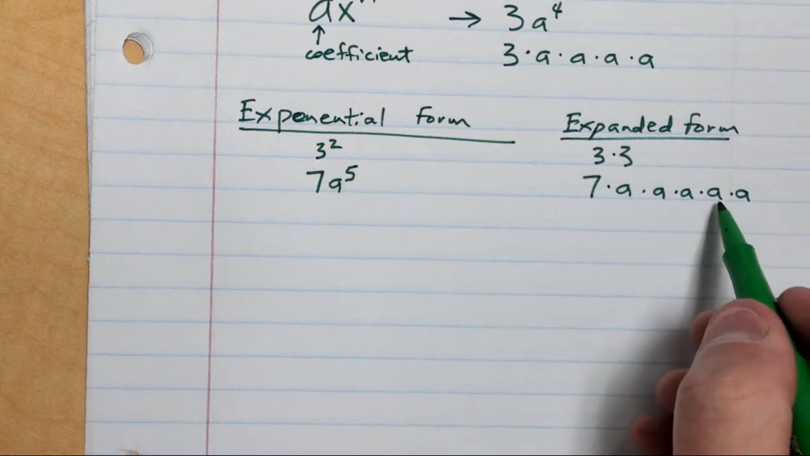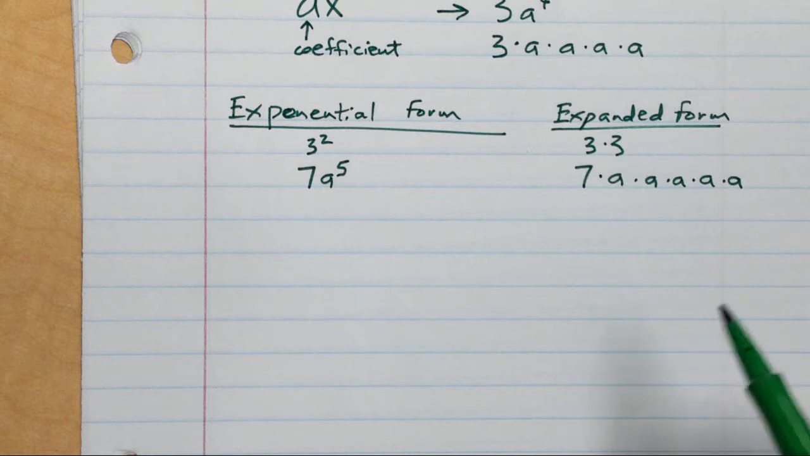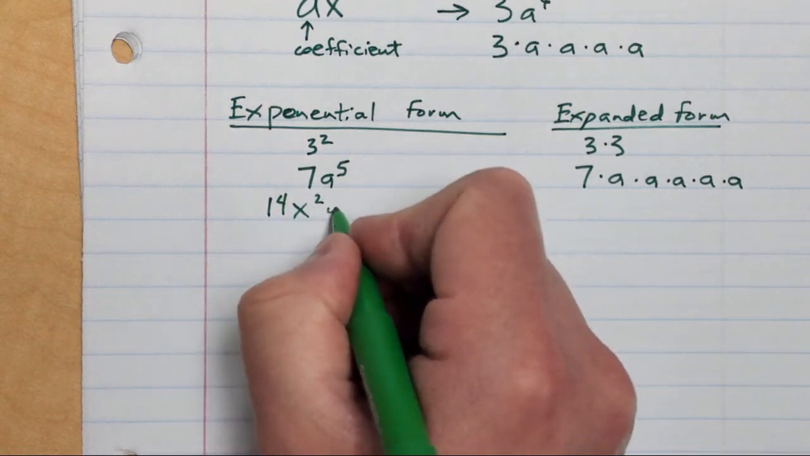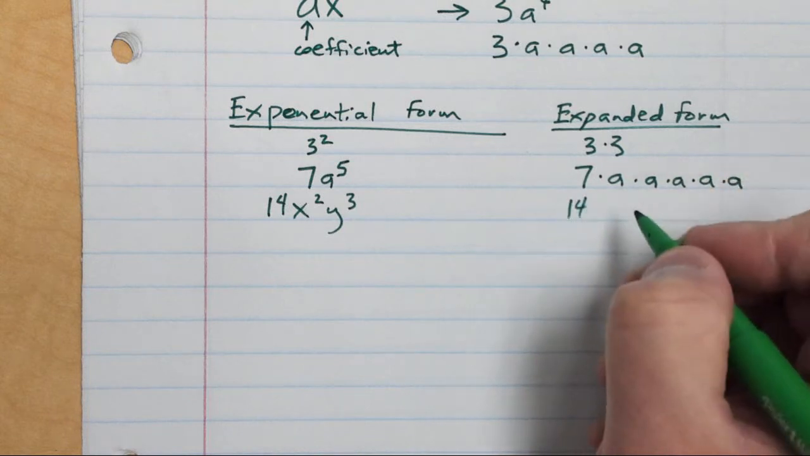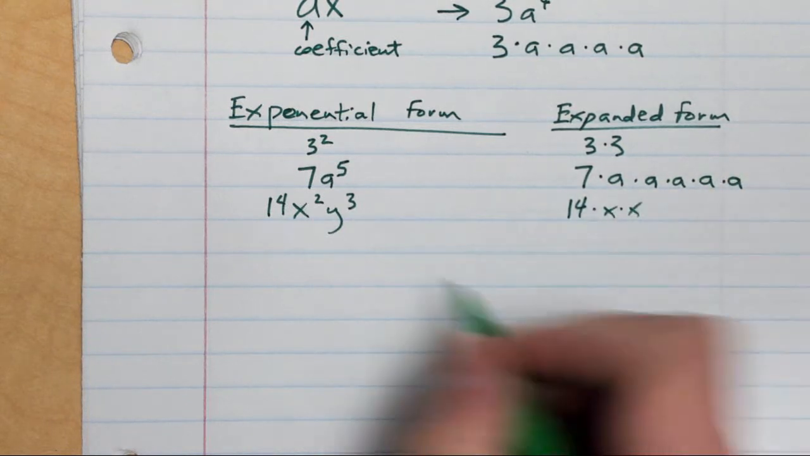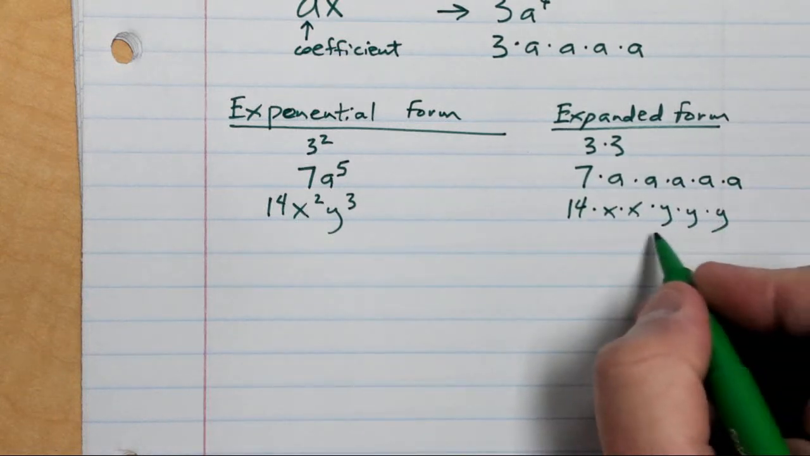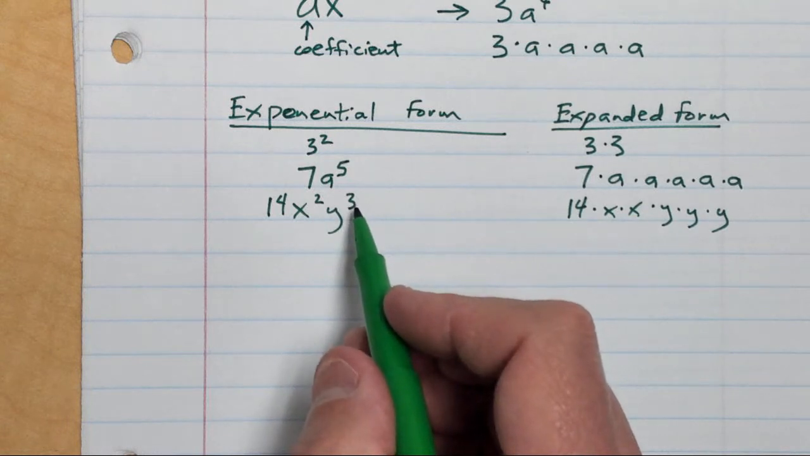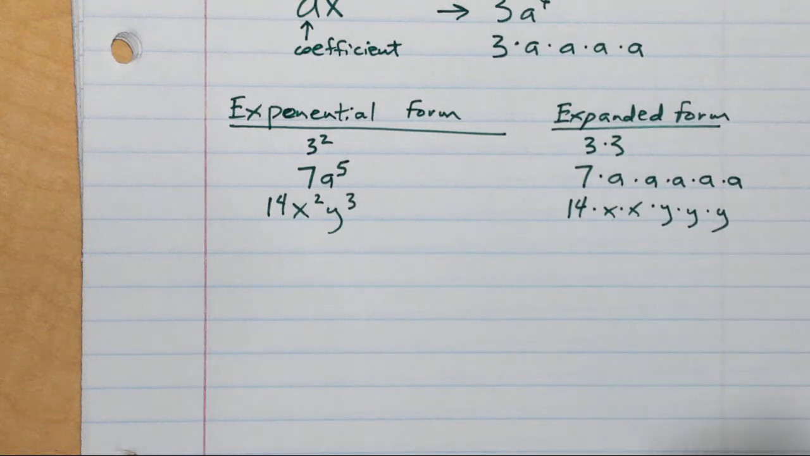So this is expanded form, and this is going to become useful later on in the lesson where things can get a little bit more complex. And then we have another example here. I have 14 times x squared y to the 3rd. In expanded form, that would be 14 times x twice, because there's a 2 next to the x, times y times y times y. There's 3 y's here because there's 3 as the exponent. Remember, the exponent is the number that indicates how many times the base gets multiplied. The base y is getting multiplied by itself 3 different times.